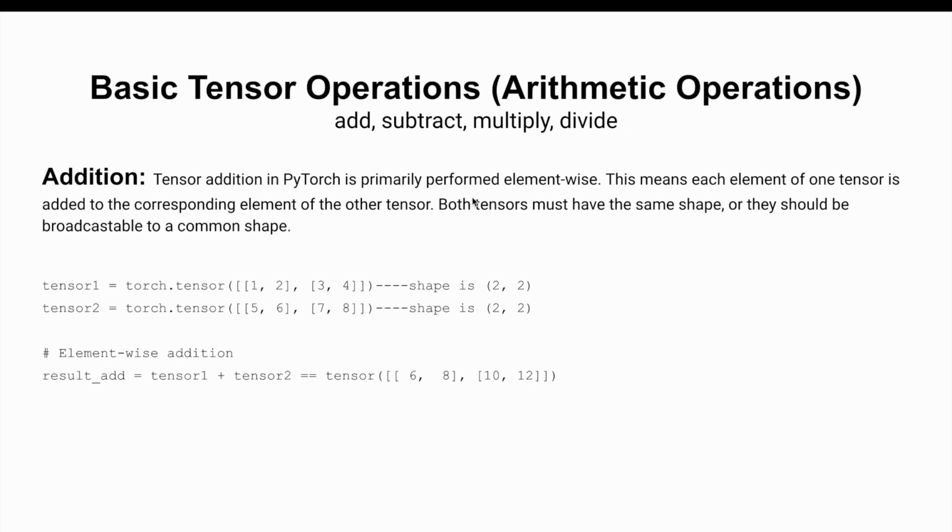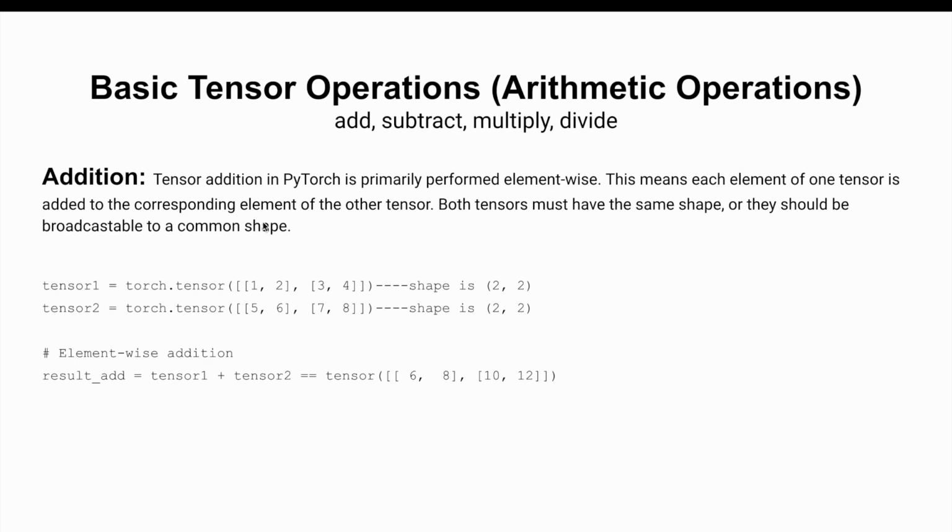And for this to occur, both tensors must have the same shape. We say this is very important. Both tensors must have the same shape, or they should be broadcastable to a common shape. We'll see about broadcasting, but for now, just know that for you to be able to do element-wise addition, both tensors that you are adding should have the same shape.